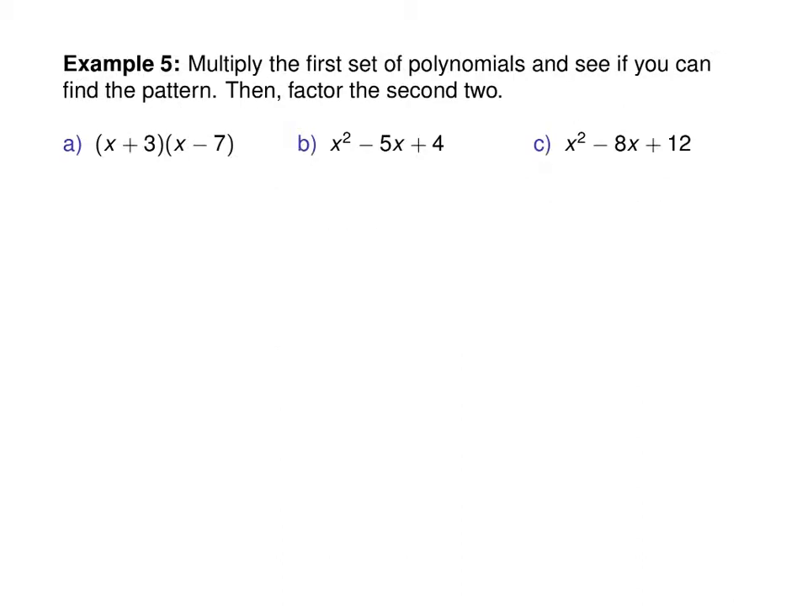Now, the most common factoring you see is stuff like this. You should be able to do this without having to think very much about it. So what I'm going to do with the very first example is actually multiply them together and see if we can figure out the pattern, because it's really easy. So multiply them together. There we go.